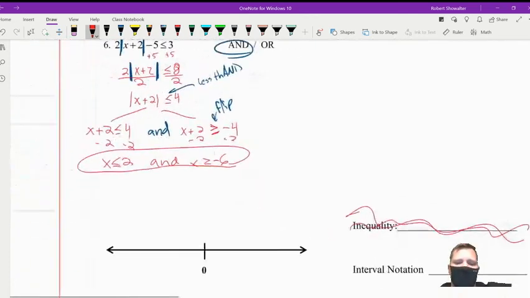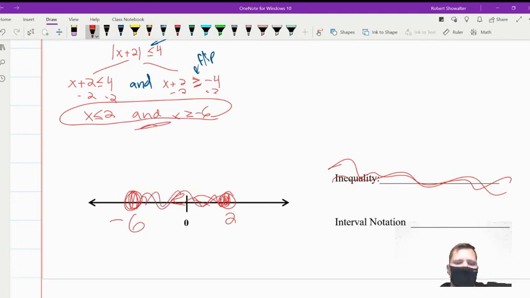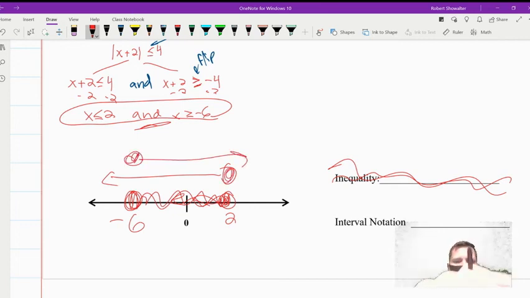When we graph this, we have 2, closed circle, to the left. Now, negative 6, closed circle to the right. It's an and, so it's just the overlap. Again, if you wanted to do them separately, you would have this, that, squish them together, and it's just where they overlap. The interval, we pay attention to the final graph that we did, is negative 6 to 2.